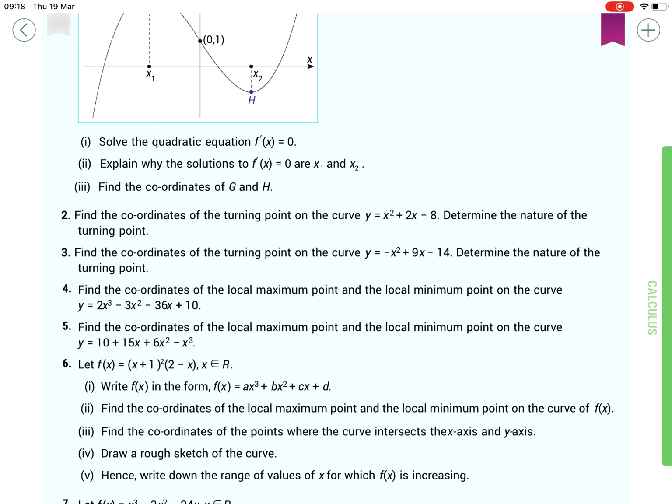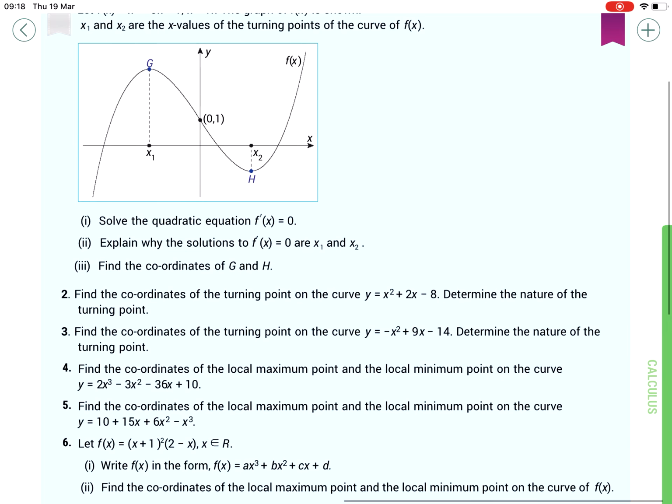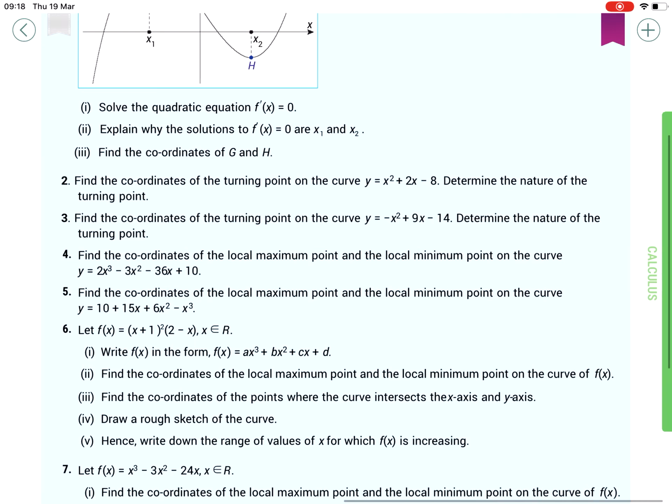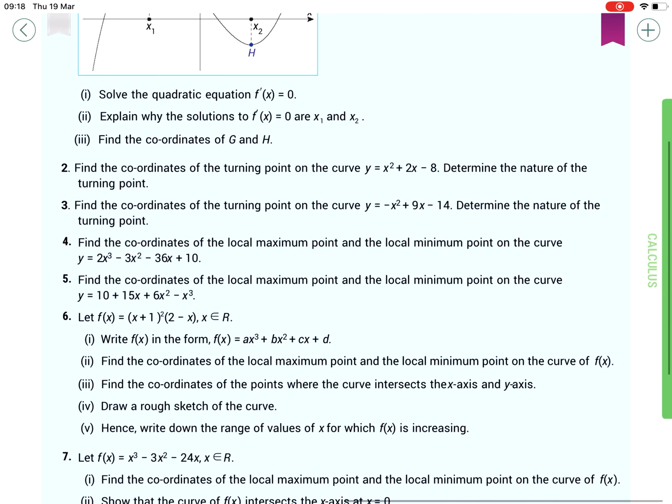Okay, part 3 is where we found the coordinates. Part 3 of question 1 is where we found the coordinates of the turning points G and H. So we're going to do the same thing for question 2. We've got a new function. It also says determine the nature of the turning point. So what that means is I want to be able to distinguish which one is the local maximum and which one is the local minimum. Okay, so we'll go back to my corrections.